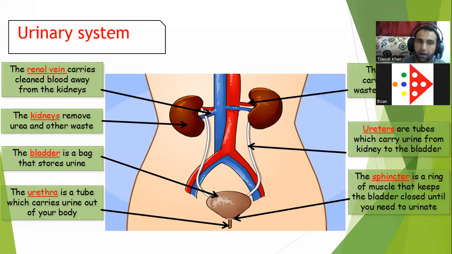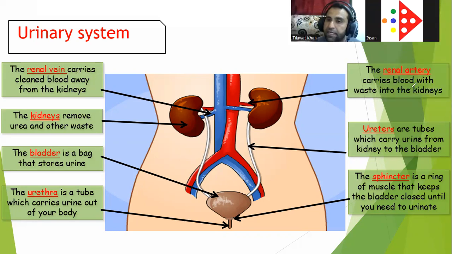Got it? All right. So now you can see here, my dear student, what is the renal vein? The renal vein carries clean blood away from the kidney, while the renal artery carries blood with waste into the kidney. So here, which one is the renal artery? This one, the one that is going to the kidney, and in the paper they will give you a diagram like this.